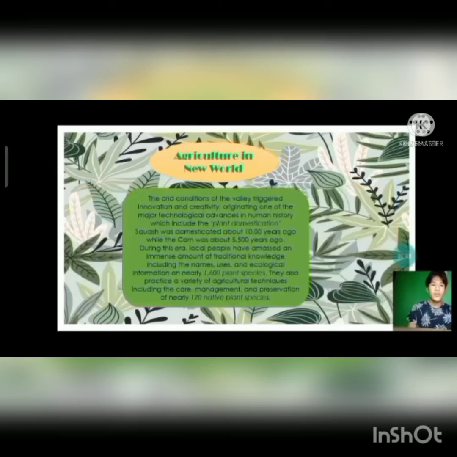So, the agriculture in the New World. Because of the arid conditions of the valley, it triggered innovation and creativity, originating one of the major technological advances in human history. During this era, local people amassed an immense amount of traditional knowledge, including the names, uses, and ecological information on nearly 1,600 plant species. They also practiced a variety of agricultural techniques, which include the care, management, and preservation of nearly 120 native plant species. Thank you.